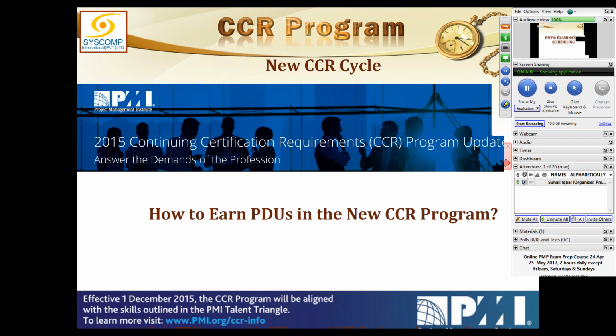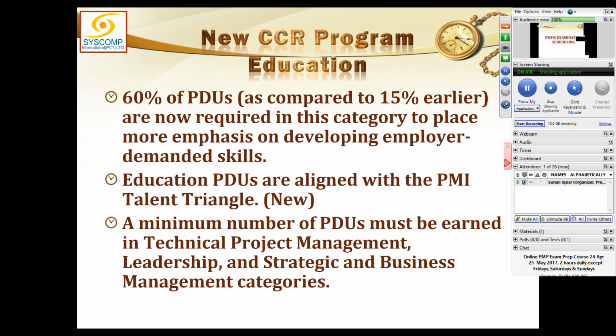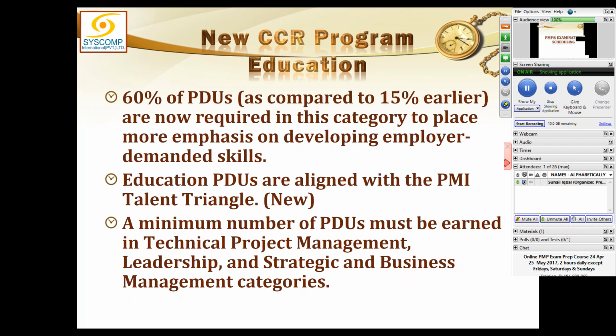They have updated the CCR program on 1st December 2015, and according to the new framework, 60% of the PDUs, as compared to 15% earlier, are now required in this category. In education, you must gain at least 60% PDUs. Let me move on to... So 60% of PDUs, I'll show you how.